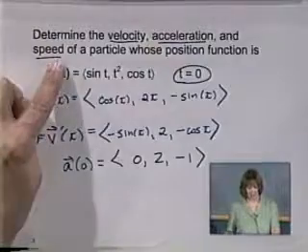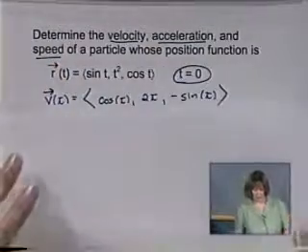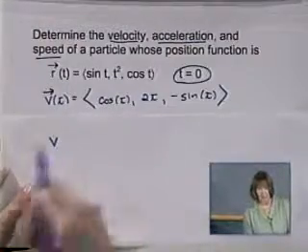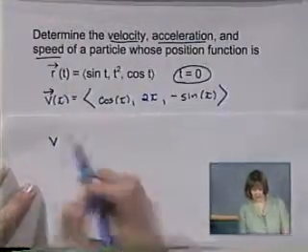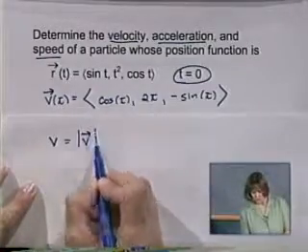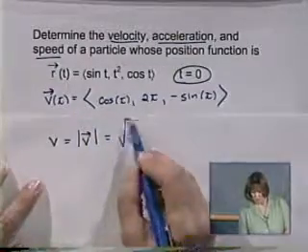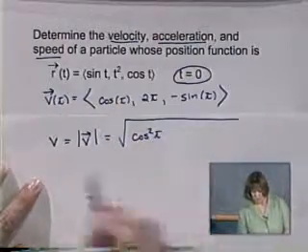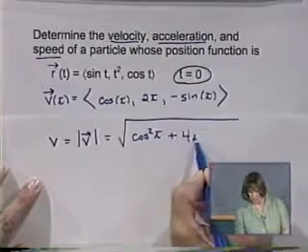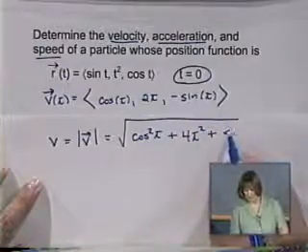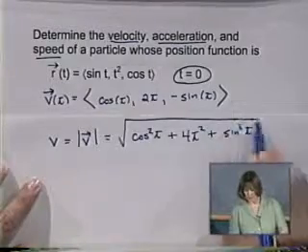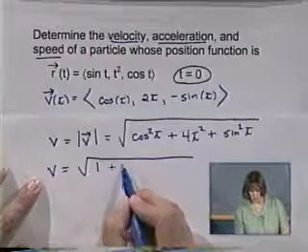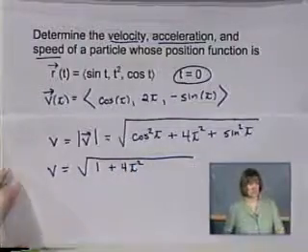Now lastly, they want me to find the speed of the particle. Now formally to find your speed, notice we write speed as just v with no arrow above it. That is equal to the magnitude of your velocity vector. This would equal the square root of the x component squared of the velocity plus the y component squared plus the z component squared. And I think most of us agree that since cosine squared plus sine squared is 1, this is equal to the square root of 1 plus 4t squared.